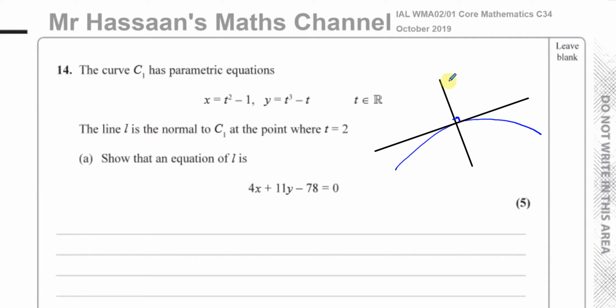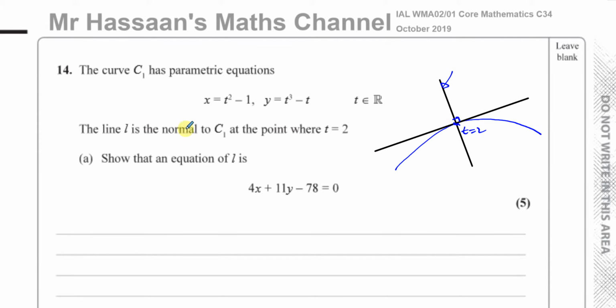So what we're trying to find is the equation of the normal to the curve at the point where t equals 2. This is not, of course, a sketch of this curve. I just randomly drew something. Just imagine this is where t equals 2. What we need to do to find the equation of the normal is find the gradient of the curve at t equals 2, and then the gradient of the normal will be the negative reciprocal of the gradient of the tangent to the curve at t equals 2, and then we can find the equation of the normal.